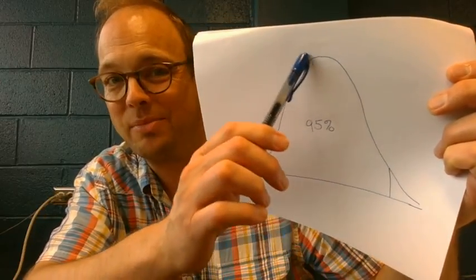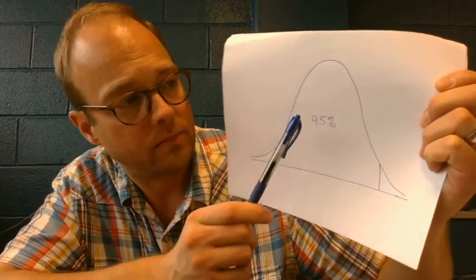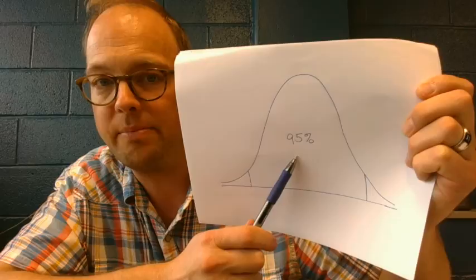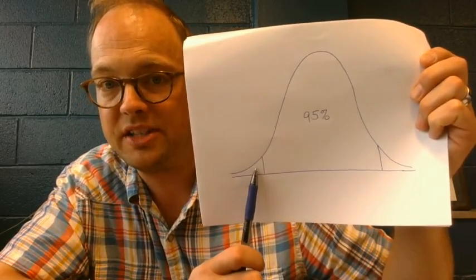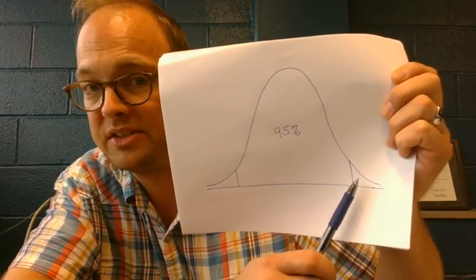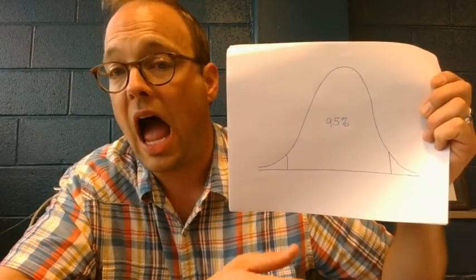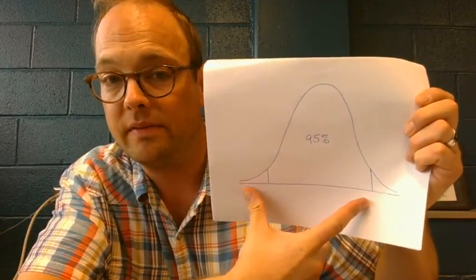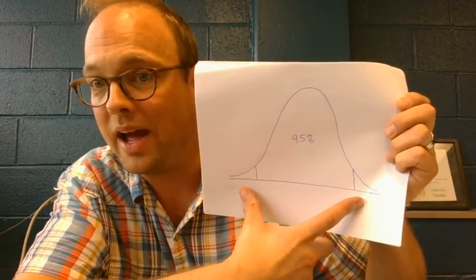is 95% of it. Okay, now here's a question for you. If this piece is 95%, how much does this piece have to be, and how much does this piece have to be? Let me start by saying this. How much are both of these pieces together? If you said 5%, you are correct.